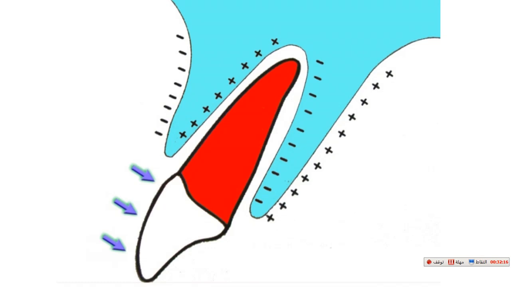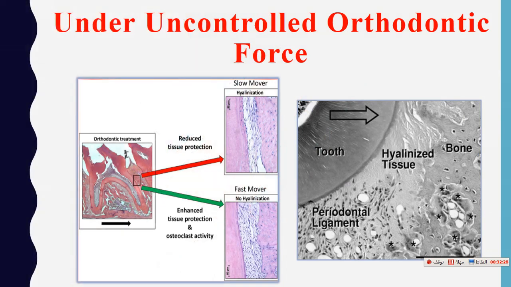Under optimal force, the bone remodeling on the tension side and on the compression side occurs within nearly 2 days. But under uncontrolled or heavy force, the other type of force in orthodontic treatment, we must avoid using heavy force as much as possible. If we apply heavy force on the tooth, in the compression area, as seen in this picture, it not only compresses the blood vessel but cuts the blood vessel in the periodontal ligament, meaning the periodontal ligament loses its function. The cells die here. There is a necrosis, called hyalinized tissue, as seen in this picture.